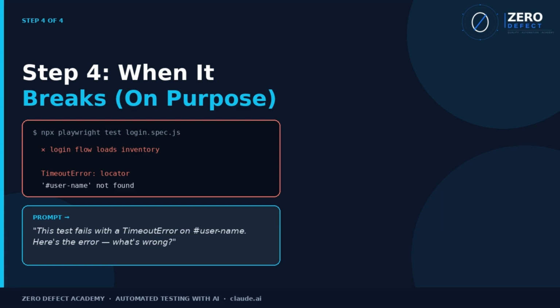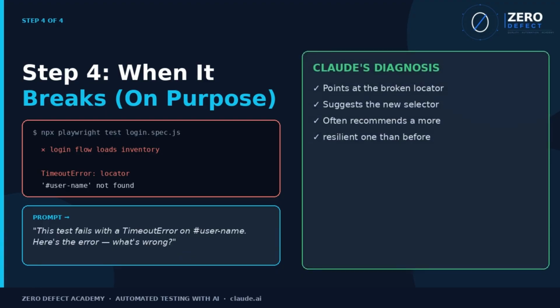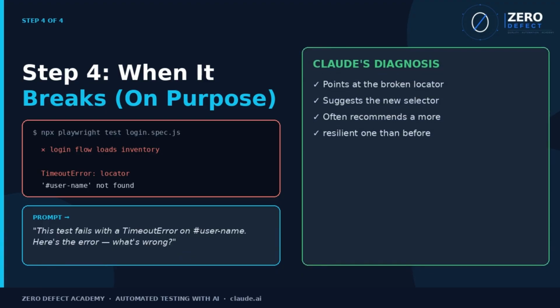Here's the instinct I want you to unlearn. The instinct to immediately open DevTools, manually inspect the page, and hunt for the new selector by yourself. That's the old way. Here's the new way. Take that exact error message, copy and paste it. Don't summarize it, don't paraphrase it, and hand it back to Claude with a prompt like, "This test fails with a timeout error on #username. Here's the error. What's wrong?"